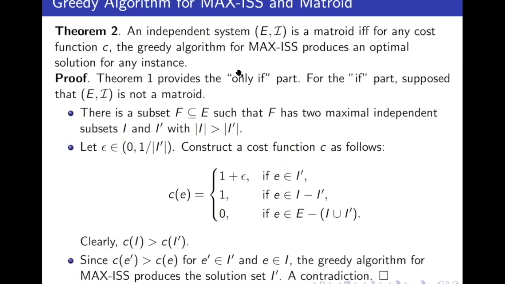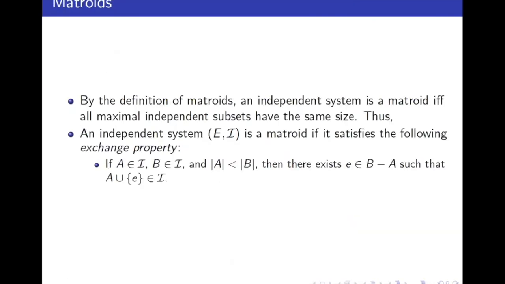Next, we're going to see this result. An independent system E comma I is a matroid if and only if for any cost function C, the greedy algorithm for max ISS produces an optimal solution for any instance. Okay, so this is actually where a matroid comes from, right? When U of F is equal to V of F. So intuitively, it's clear. So we're not going to go through the proof. Instead, we are going to the next slides.